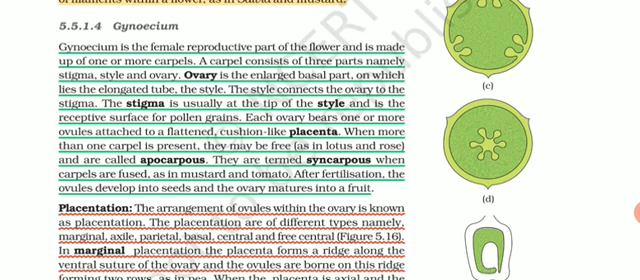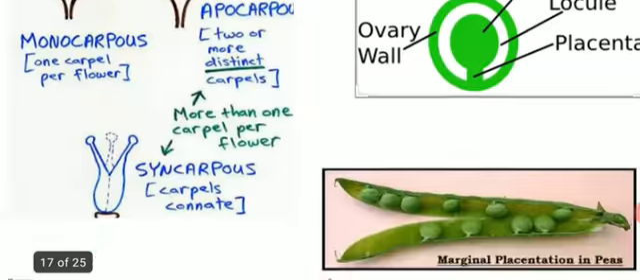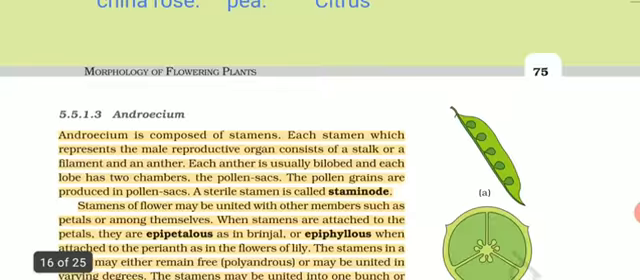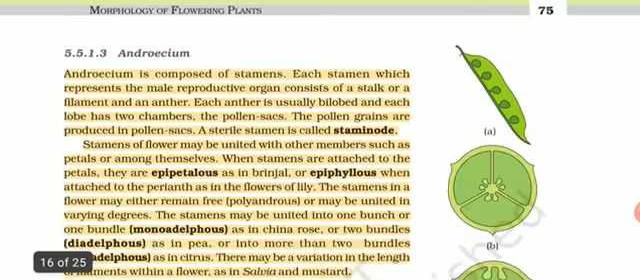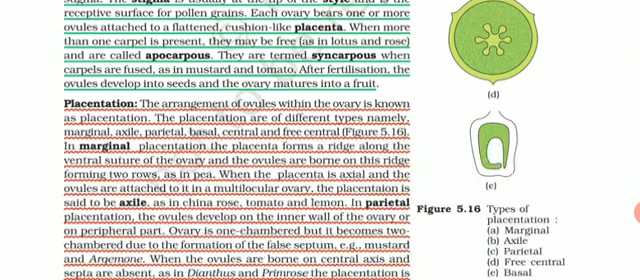It has three parts, as we have already studied. Number 1, ovary. Number 2, style. And number 3, stigma. All three parts play a very important role. Ovary is the basal part, right? Then style is a long tube, and stigma is usually at the tip of the style and it receives the pollen grains. Every ovary bears one or more ovules and they are attached to the placenta.